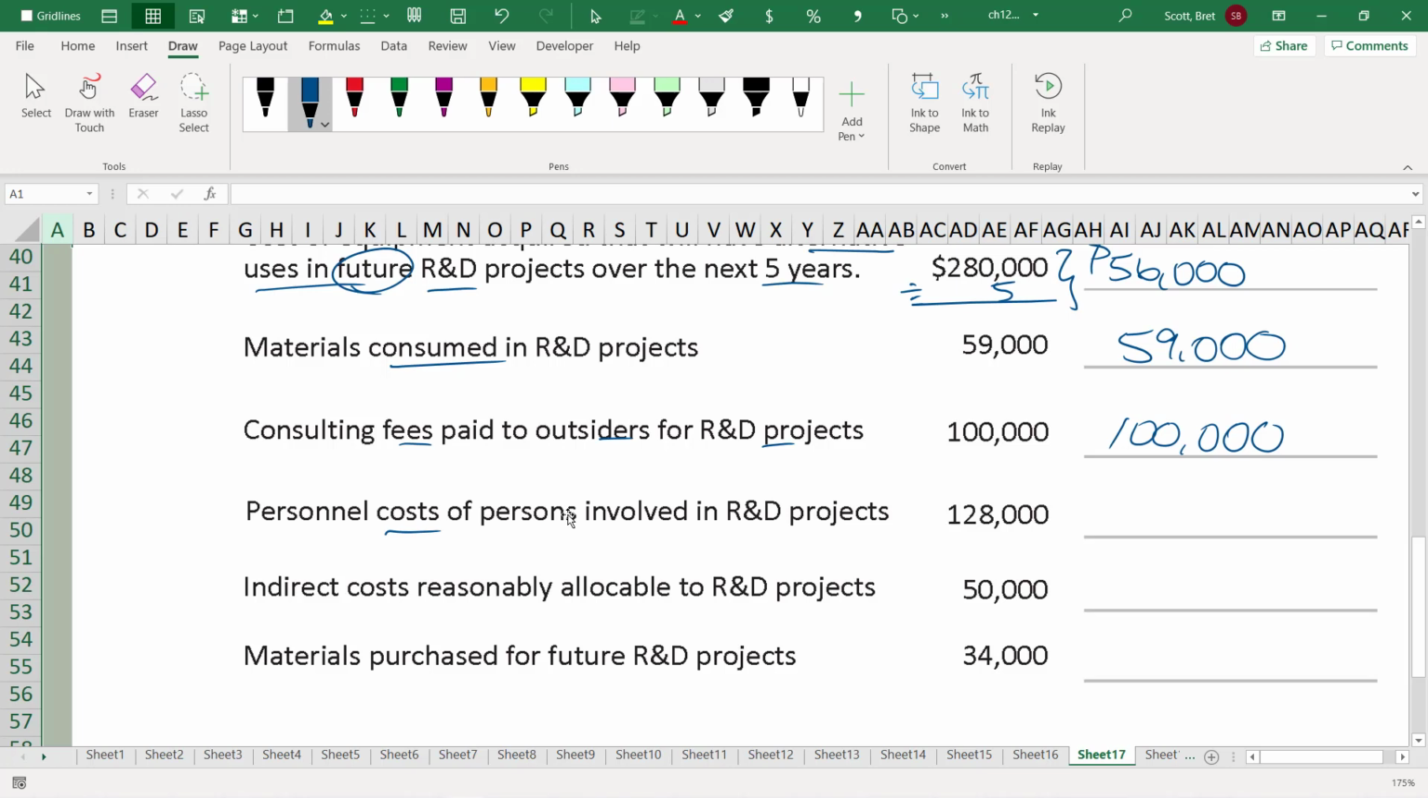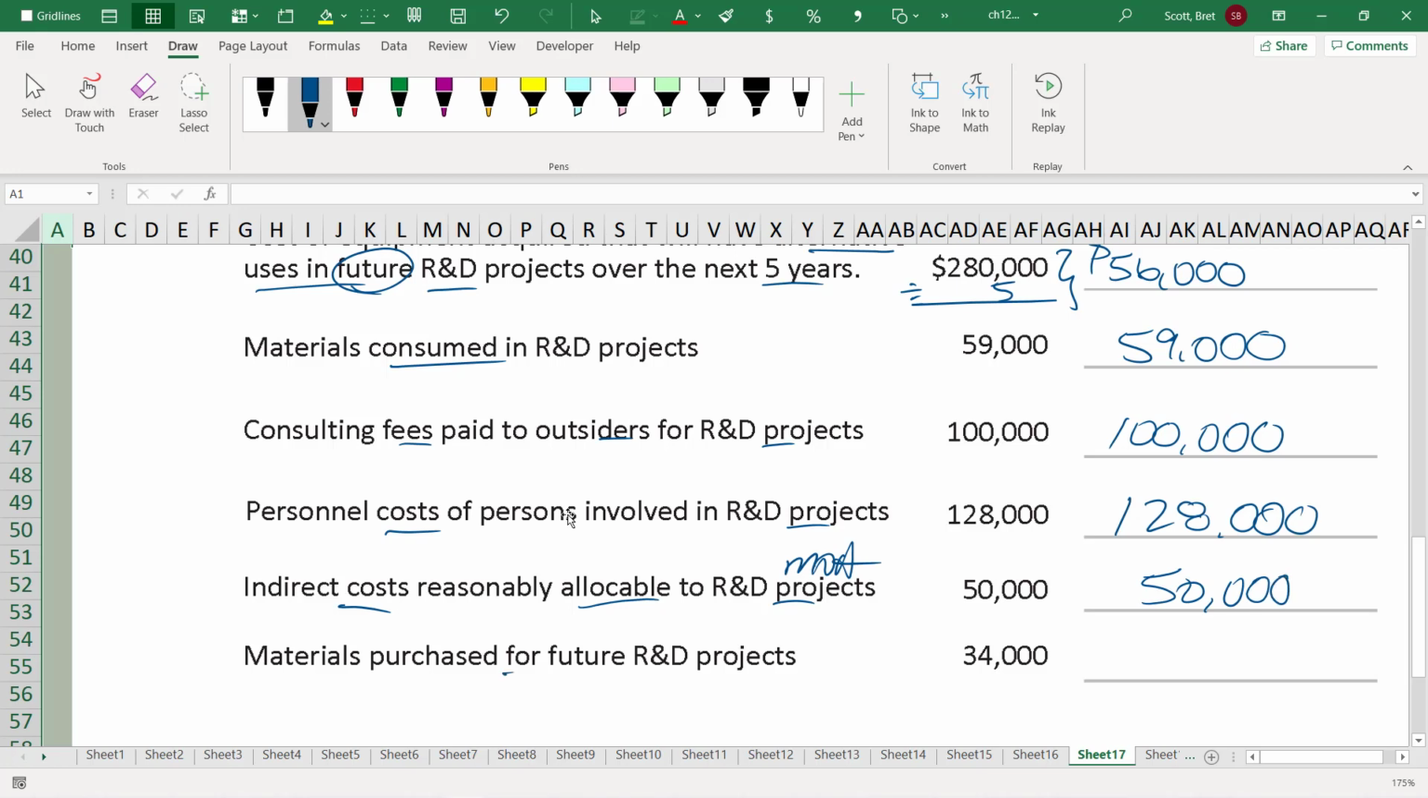Personnel costs involved in R&D projects would be salaries and wages in the administrative side of the income statement. But in this case, it's for R&D. So we say that whole amount, 128, will be put not in salaries and wage expense, but R&D expense. Okay, it's an expenditure. It needs to be expensed. But where does it show up on the income statement? That's the key. If it's for R&D, move it to R&D. Indirect costs reasonably allocable to R&D projects, like this is just like manufacturing overhead. If it's R&D, let's put it as overall R&D.